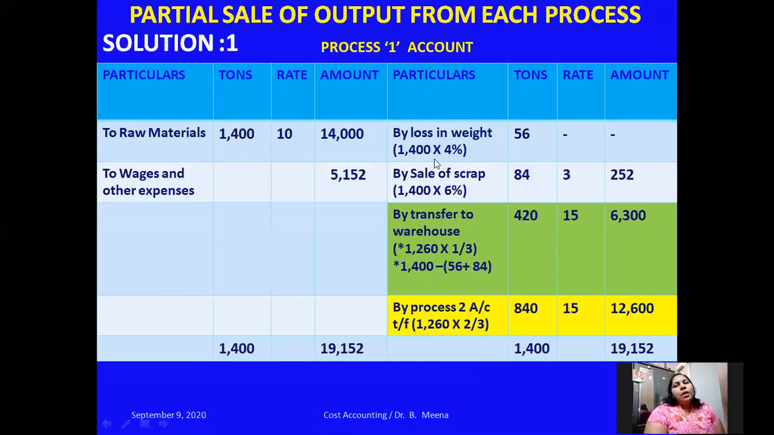For this loss, we don't have the recovery value, I mean the scrap value. So I put a dash mark in the rate column as well as the amount column. I just calculated what is the wastage out of 1400 tons. What is the wastage? 56 tons. Okay, then I'll move on to calculate the scrap value.